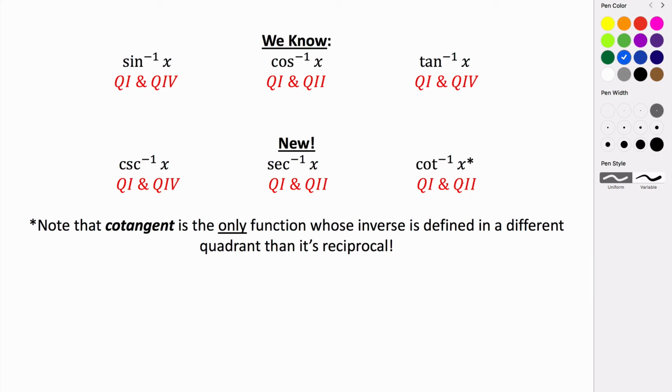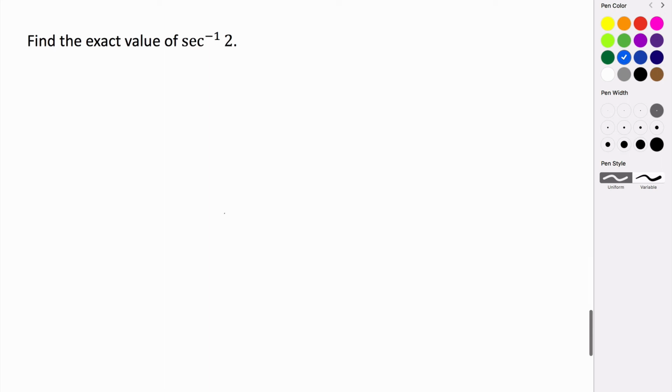And that's because if you think about the graph of the cotangent function, its first cycle is graphed from 0 to pi radians, which are just the angle measures from quadrants 1 and 2. So that's why it's defined in those two quadrants. So let's use this fact to help us evaluate some inverse functions of the reciprocal functions.